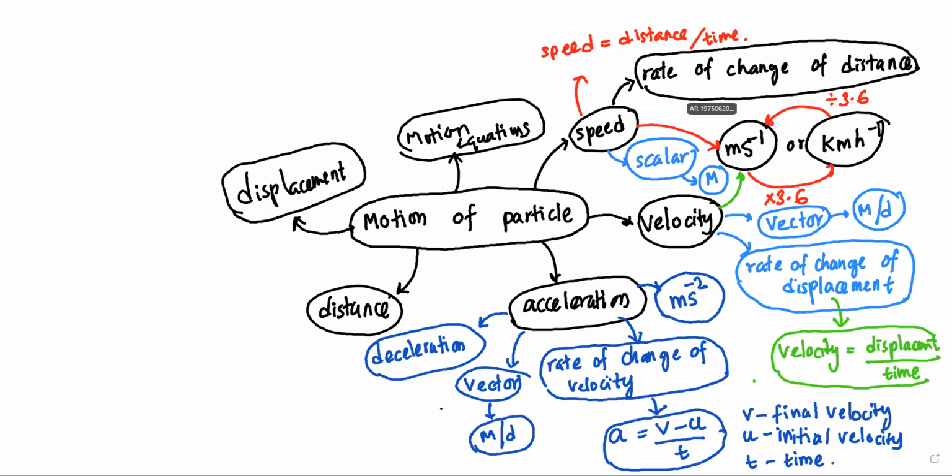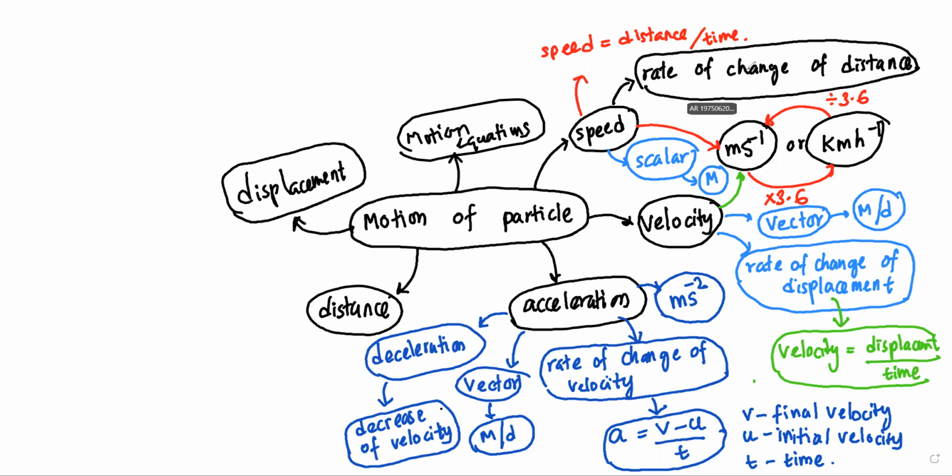Right. So with acceleration, we can have two types: it can be a deceleration or it can be an acceleration. A deceleration means a decreasing velocity. If you decrease the velocity, it's a deceleration. So this is a decrease of velocity, like this. Okay.